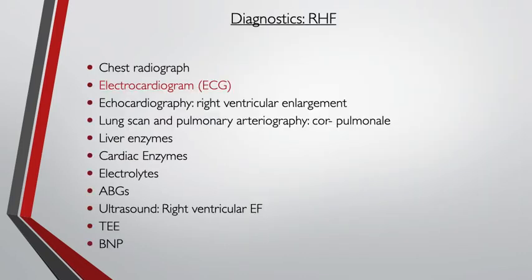So many of the diagnostics we use for left-sided heart failure, you're going to also use for right-sided heart failure. Chest x-ray, echocardiogram, lung scans because you're looking at pulmonary involvement if there's an underlying pulmonary disorder, liver enzymes because of the hepatomegaly, cardiac enzymes, electrolytes, ABGs, ultrasounds of the right ventricle, TEE, and BNP.